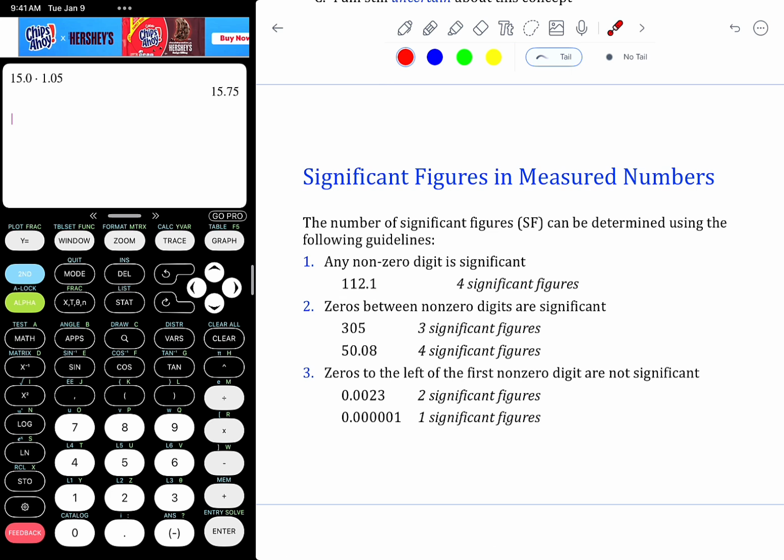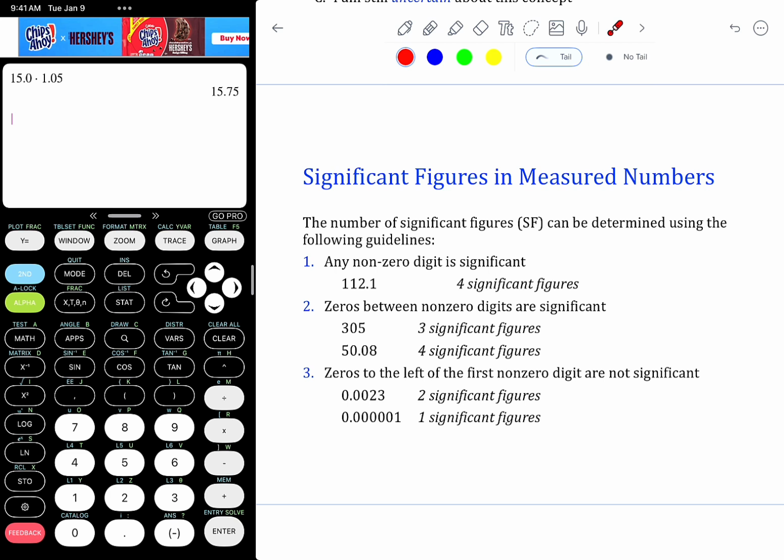When we have zeros between non-zero digits, then those zeros are significant. So if they fall in between non-zero digits, they are significant. So here I have 305. That has 1, 2, 3 significant figures. And 50.08 has 4 significant digits: 5, 0, 0, and 8. So in these numbers, these zeros fall in between non-zero digits, therefore they are significant.